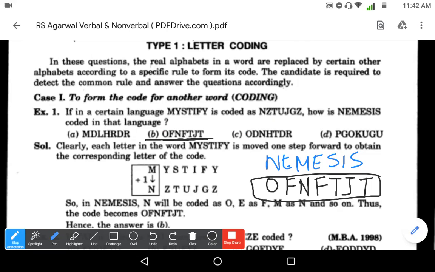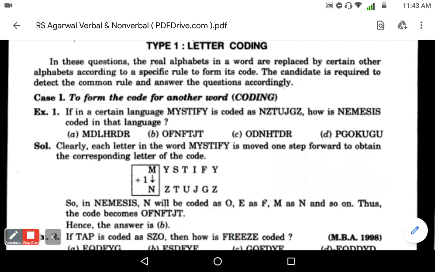Okay, so first set you have to understand the common rule. In the next set you have to use the same rule to find out the answer. So this is how we do the letter codification. I hope that is clear to everybody. Let us do one more problem.